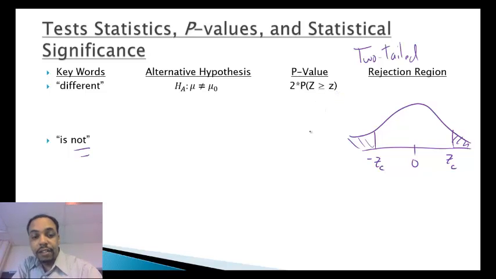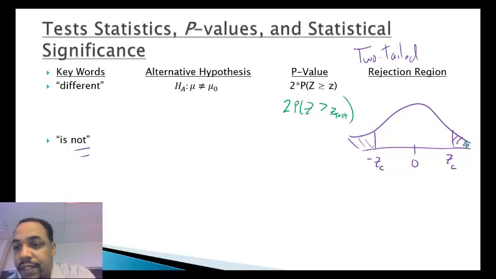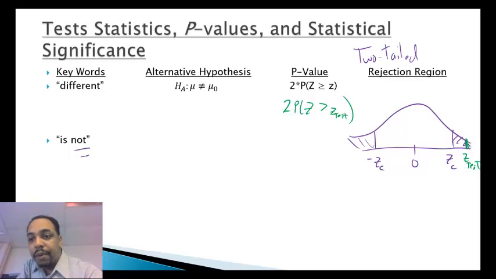And in this case, the p-value is two times the probability of z bigger than some z test statistic. So if my z test statistic is there, then I want to find the probability of being out in that region, but because it's a two-tailed test, I have to double that probability. So I made the allowance for two options.